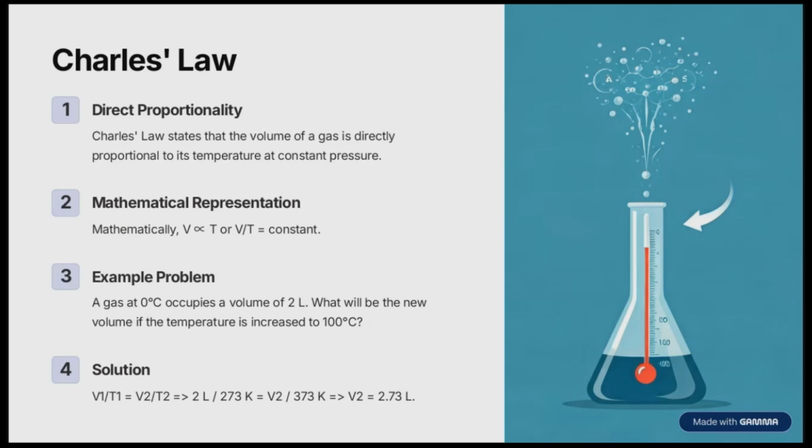But now for Charles's law, we assume that pressure is constant. For Boyle's law, we assumed that volume is constant. But for Charles's law, we assume that pressure is constant. So when pressure is constant, according to Charles's law... Sir, I thought that for Boyle's law, temperature is constant, not volume.